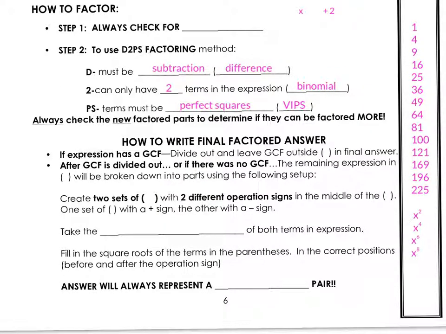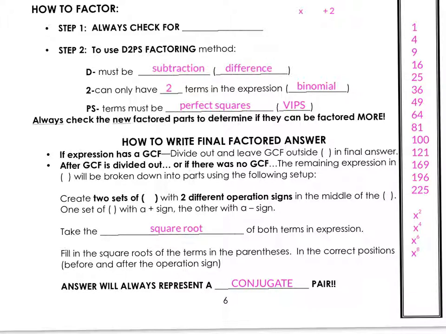If the expression has a GCF, you need to divide it out and leave the GCF outside of the parentheses in your final answer. Then, after the GCF is divided out, or if there was no GCF, the remaining expression will be broken down using the following setup. Create two sets of parentheses with two different operation signs in the middle: one set with a plus sign, the other with a minus sign. Then take the square root of both terms in the expression. Fill in the square roots of the terms in the correct positions before and after the operation sign. Your answer will always represent a conjugate pair. So that's why that was important.